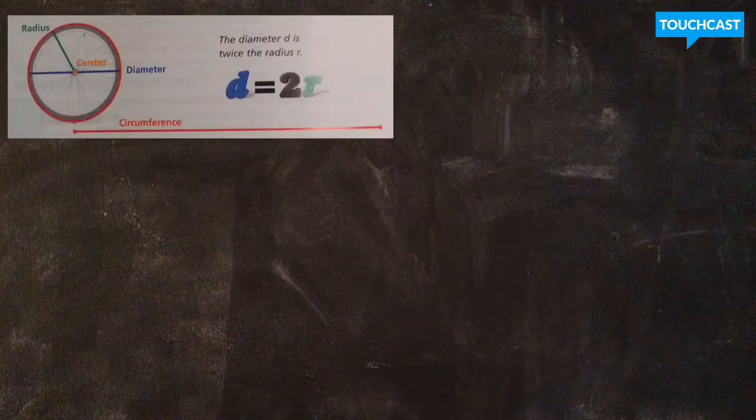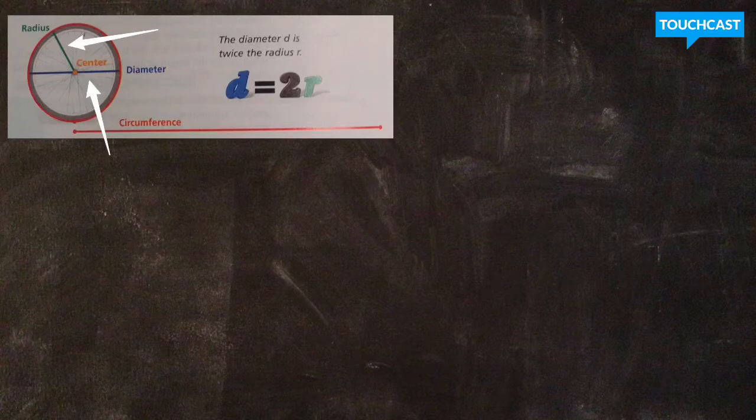So the radius is just what we get when we go from the center out to some point on the circle, and our diameter is just 2 points that are connected from the circle that go through the center. So the diameter is actually 2 times our radius.